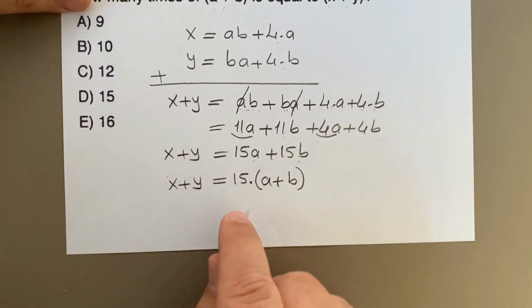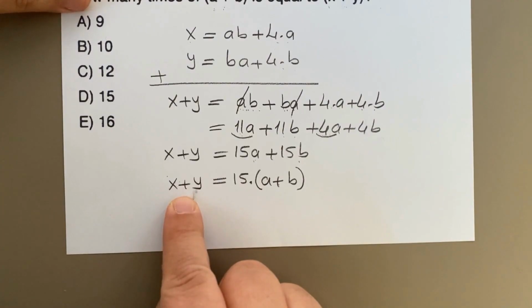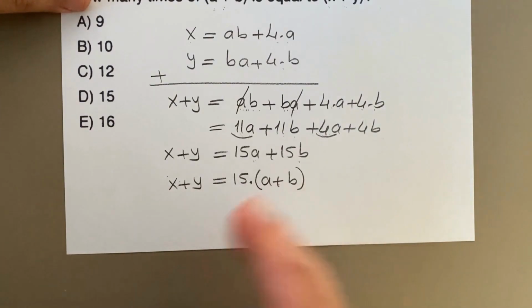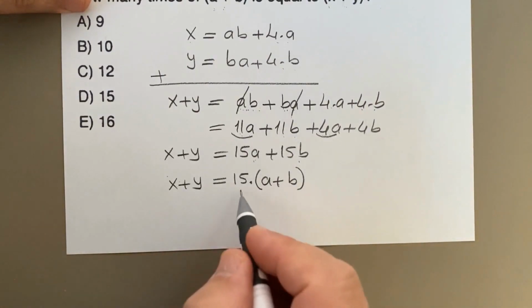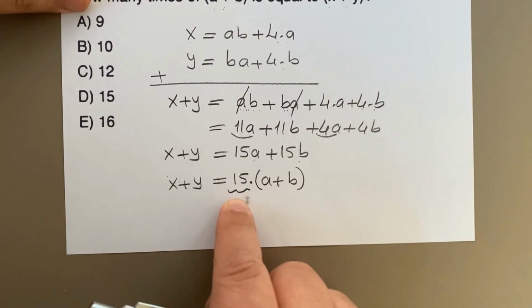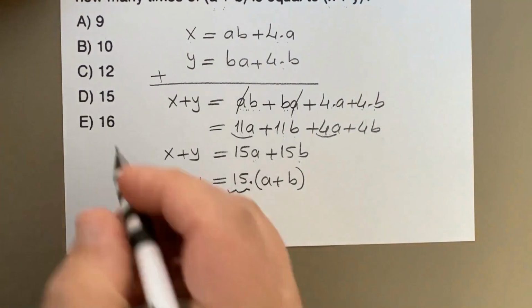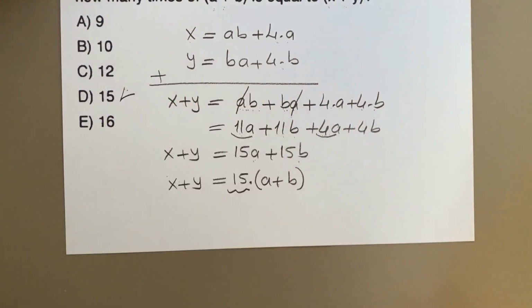Now, when we look at the question, it asked how many times the sum of X plus Y is equal to the sum of A plus B. To say times means to multiply. So we say it's equal to 15 times. The correct answer is option D.